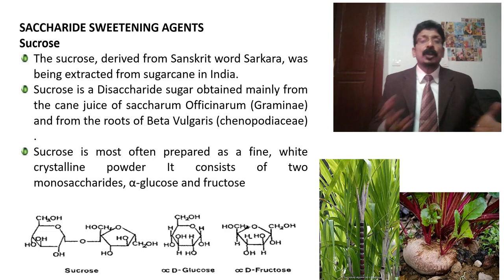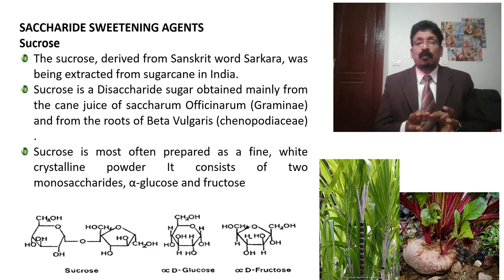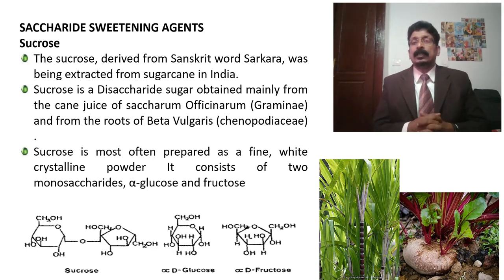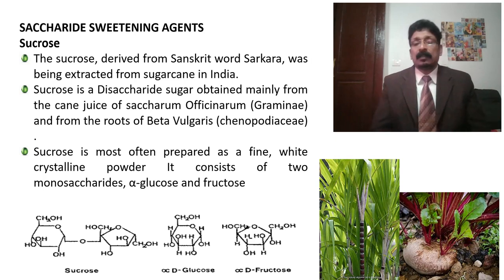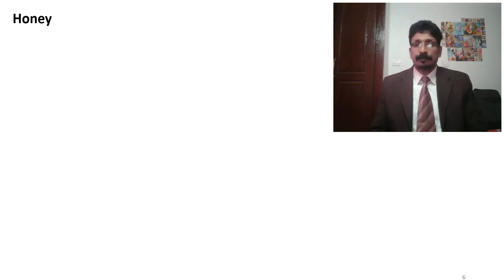You can see the sucrose structure, how they are linked by means of an O linkage, an alpha linkage. You might have studied alpha and beta linkages by the position of the OH on the joining carbon atom. Here I am only giving you the advanced structure, and you might have studied the details in your chemistry of natural products. Alpha-D-glucose and alpha-D-fructose are present in sucrose.